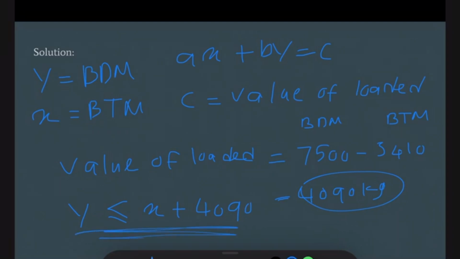It means that BDM is less than or equal to x plus 4,090 kilograms. Because x is the mass of the vehicle, while 4,090 is the range of the mass that could be put into the vehicle. So this is the maximum load that could be put inside the vehicle.